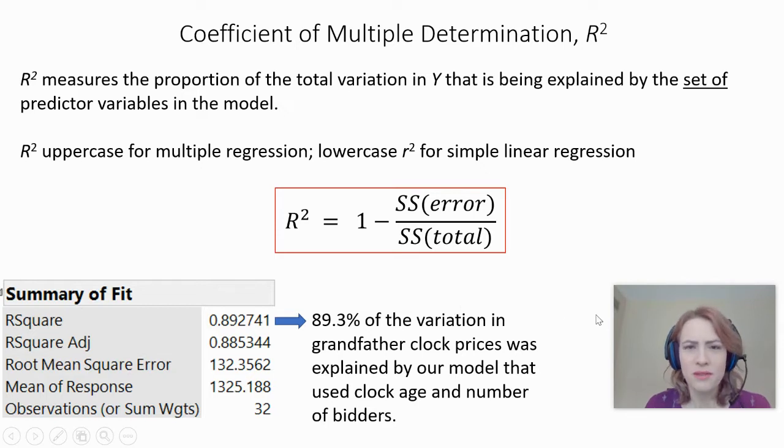You may have noticed, especially when we did simple linear regression, that right under R squared, there's another one, R squared ADJ, which is short for adjusted. In multiple regression, we're going to use that one. Actually, we'll use it more than we will the regular R squared.